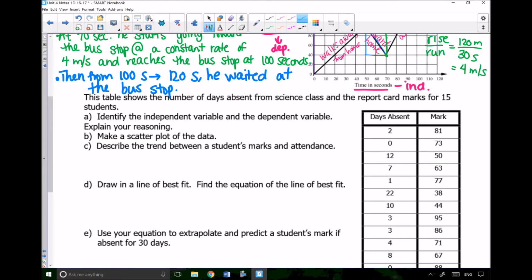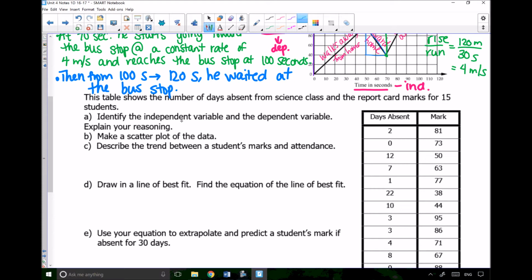All right, now for the next question, it says this table shows the number of days absent from science class and the report card marks for 15 students. So question A says to identify the independent variable and the dependent variable. So in my chart, I see I have days absent and then I see that I have mark. So the independent variable is going to be my days absent.